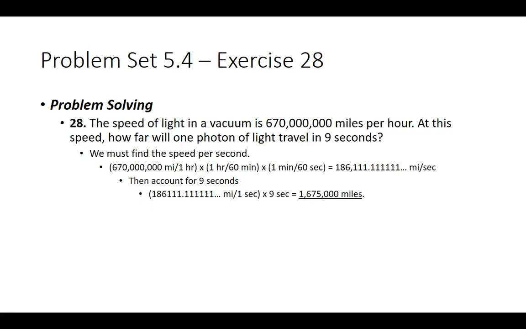186,111.11111111111 miles per second. So then we need to account for there being 9 seconds. So we multiply what we have by 9 seconds. That's going to cancel seconds out of the bottom and just leave us with miles, which is what we want since the question asks how far, not how fast. 186,111 point a bunch of ones divided by 1 times 9 gives us 1,675,000 miles.